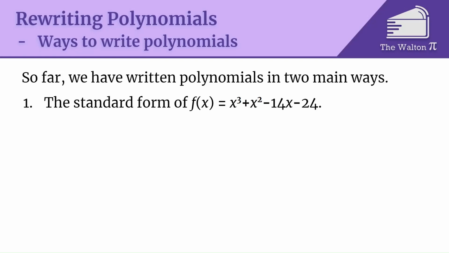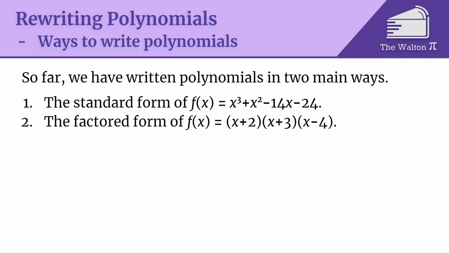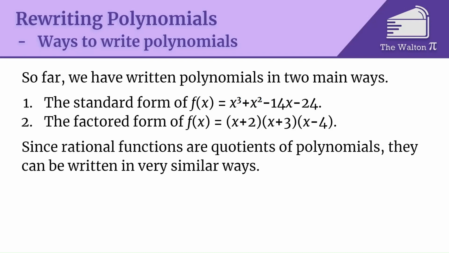First, the standard form, where we just write something like x cubed plus x squared minus 14x minus 24. We just write out all the terms. The other way that we've written it has been in factored form, where we write it as x plus 2 times x plus 3 times x minus 4. These two polynomials happen to be the same, but they're just written differently.